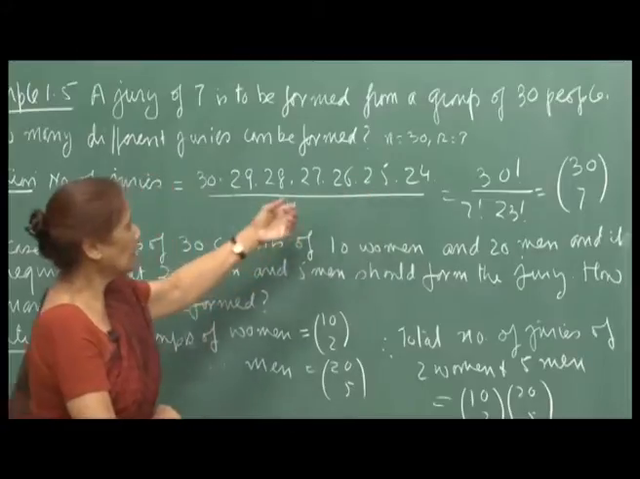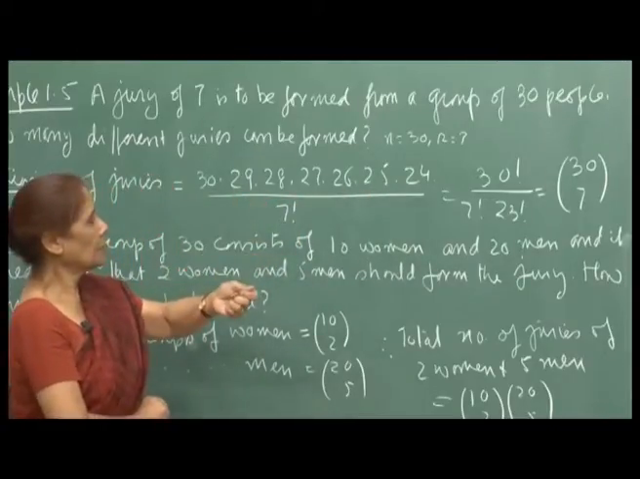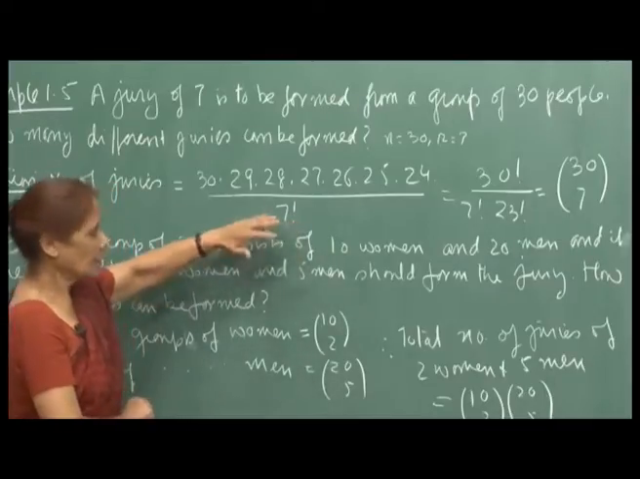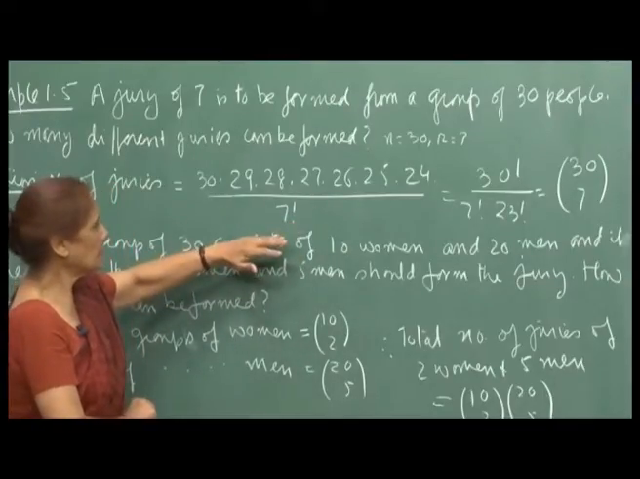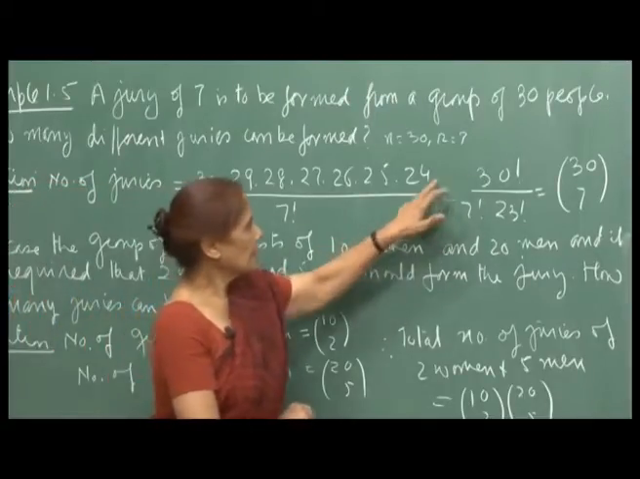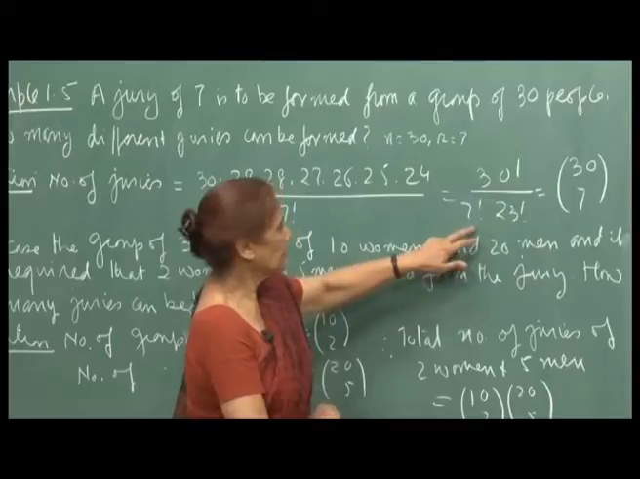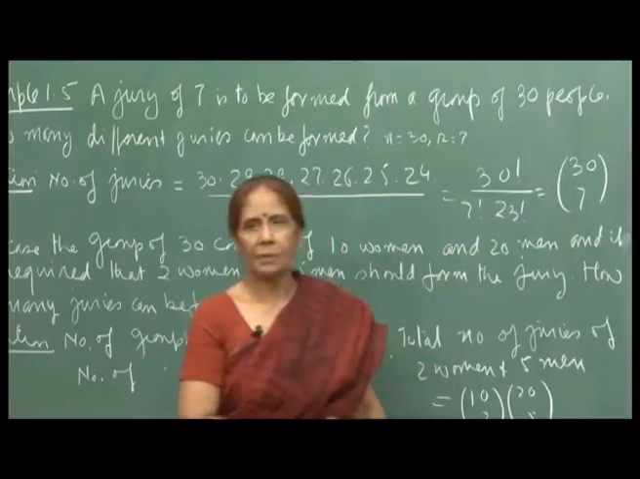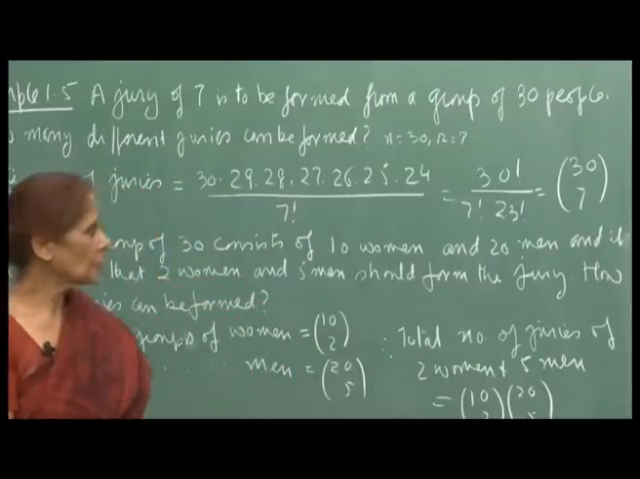This would be the count if it was important in what order the people got selected for the jury. Since it is not important, it is not being considered, it is immaterial. So, therefore, I divide by 7 factorial, and this number can be written as 30 factorial divided by 7 factorial into 23 factorial, which by our notation is 30 choose 7.